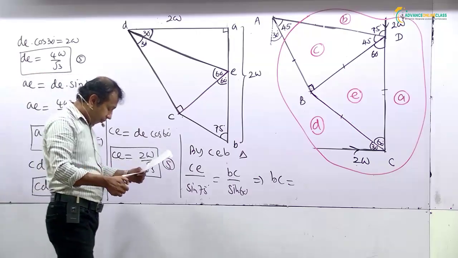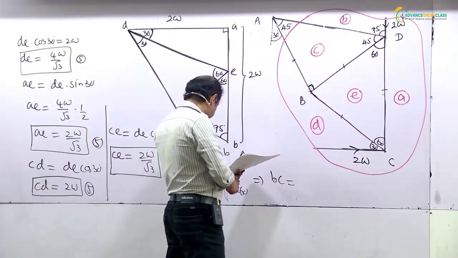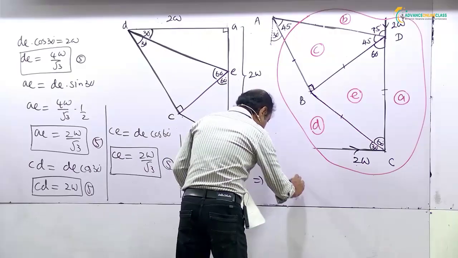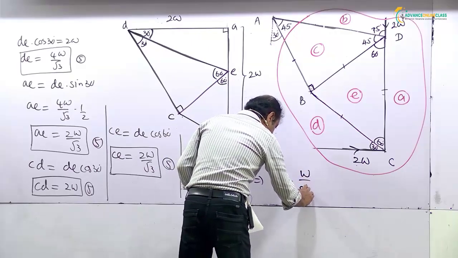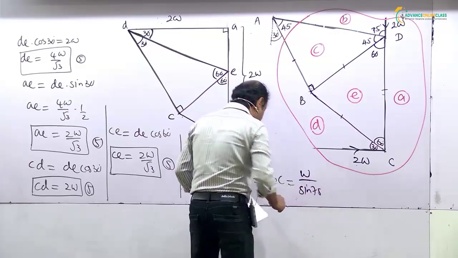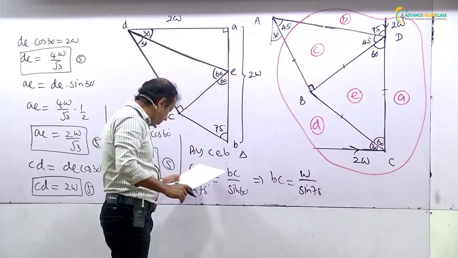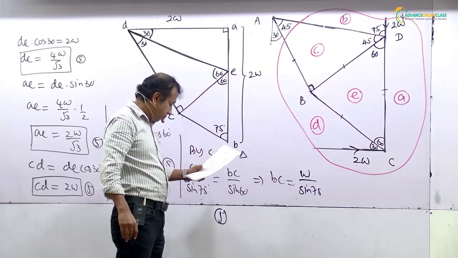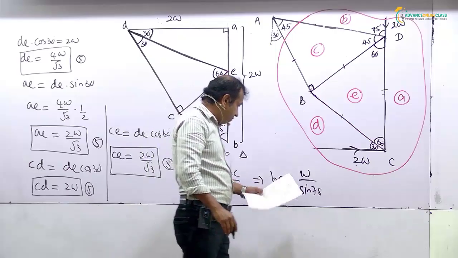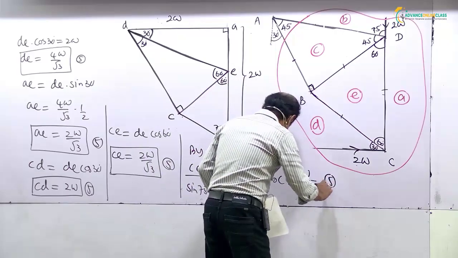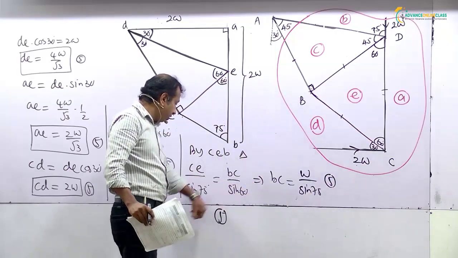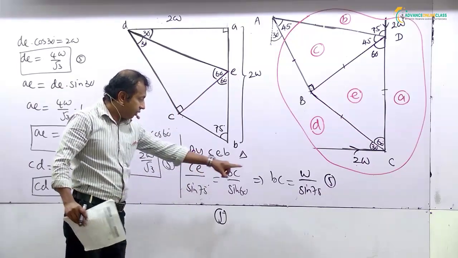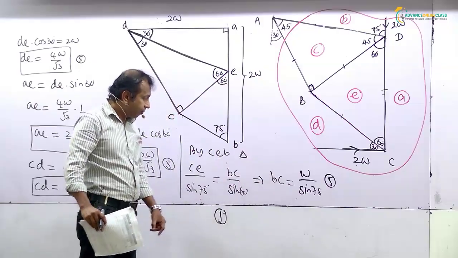What is BC? We get BC equals W over sine 75, right? Applying this sine rule, 5 marks. And this way, write in 5 marks. Sine 60, we put root 3 by 2. And CE also we substituted. That is how we get this BC, this answer.